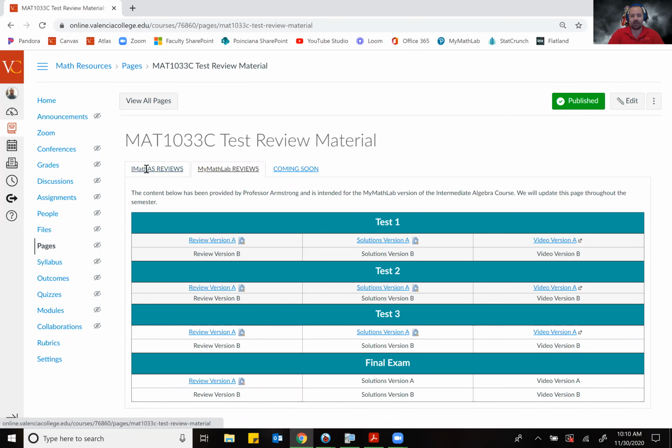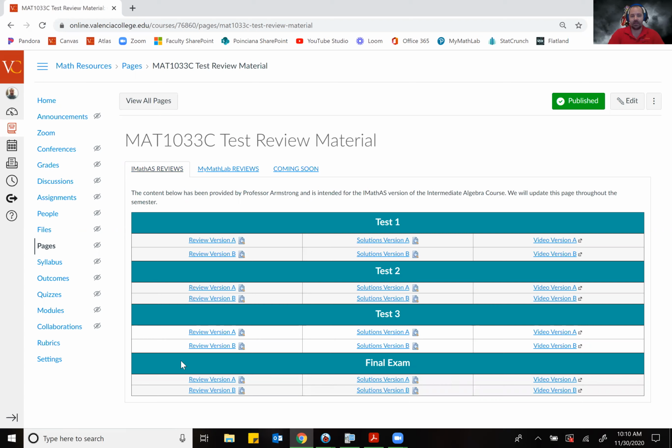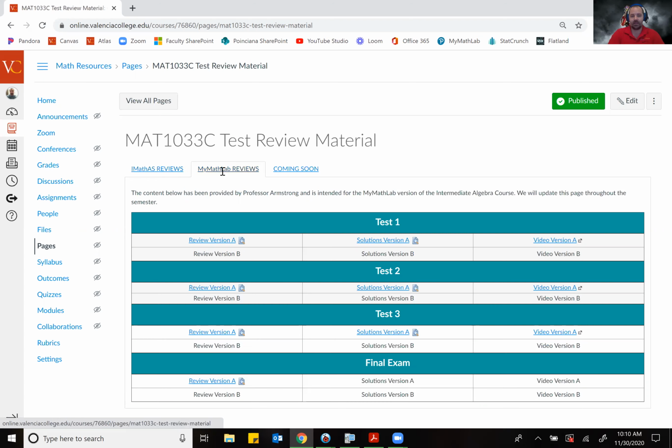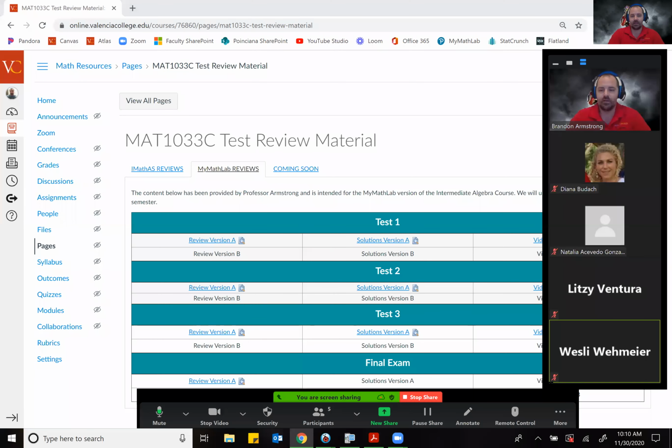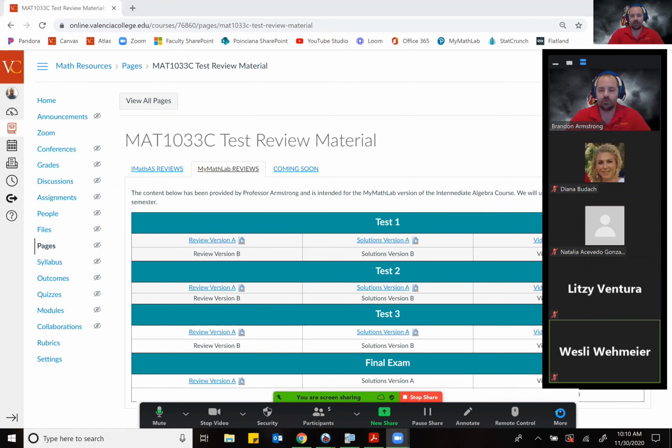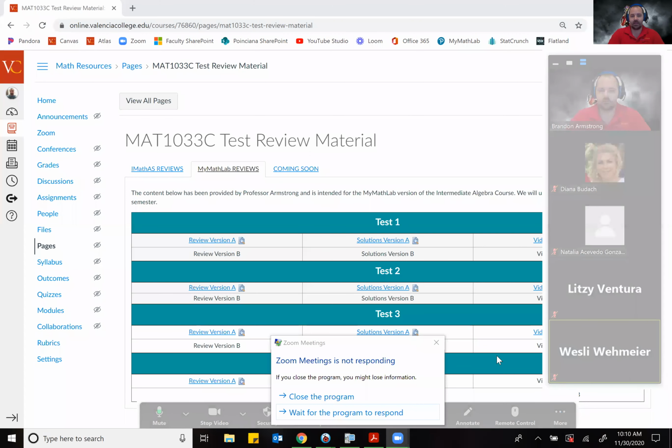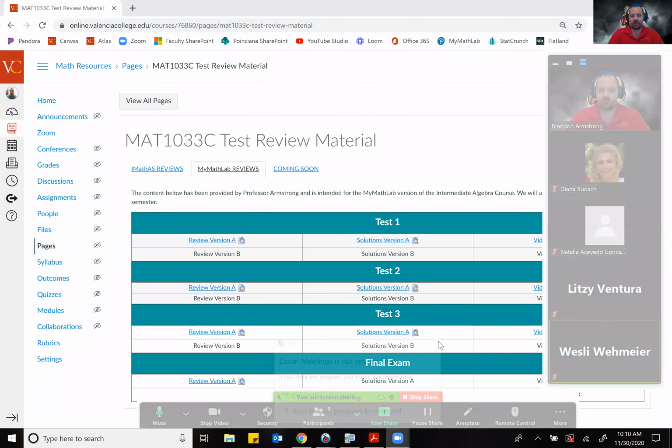Those of you that are in IMath.AS, you've got these versions right here that you can look at, and both of them are different. And those of you in My Math Lab, we're going to be doing that one right now. And we have the blank document, the solution guide we're working on right now, and we are also recording this video.